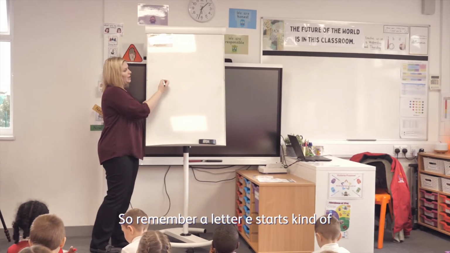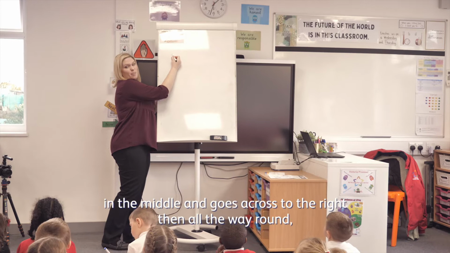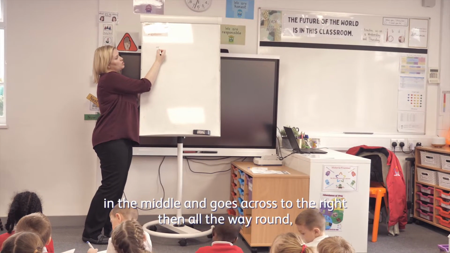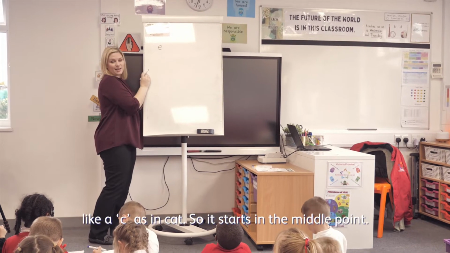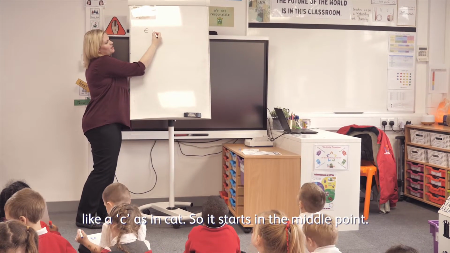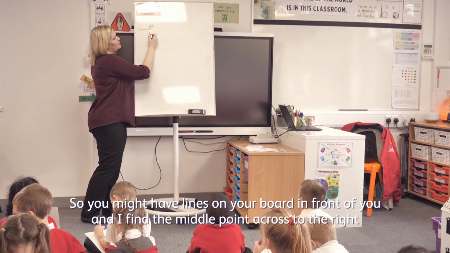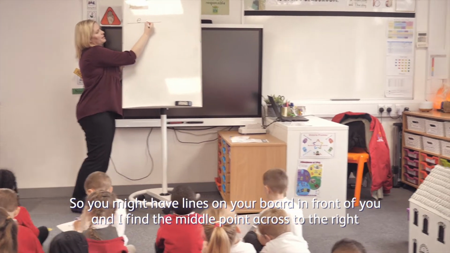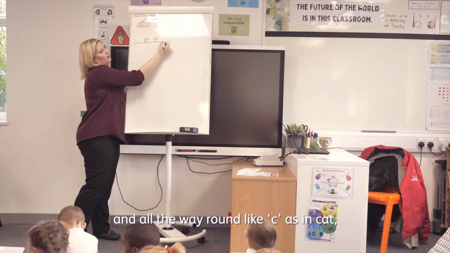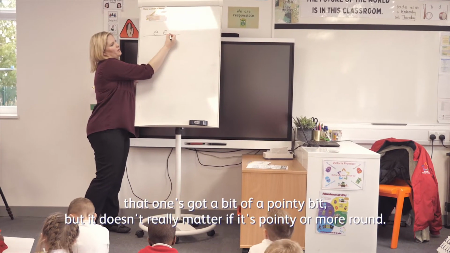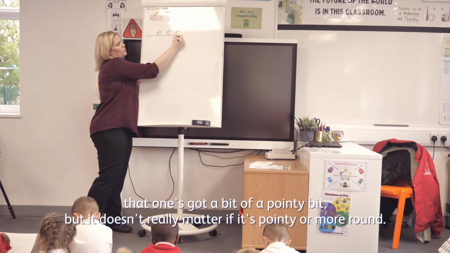Remember, a letter E starts kind of in the middle and goes across to the right, then all the way round like a K, as in cat. So it starts in the middle point. You might have lines on your board in front of you. I'm going to find the middle point, across to the right, and all the way round like K, as in cat. That one's got a bit of a pointy bit. Doesn't really matter if it's pointy or more round.